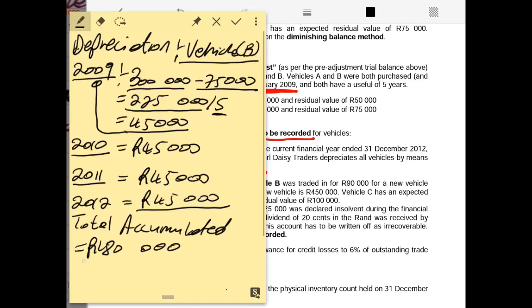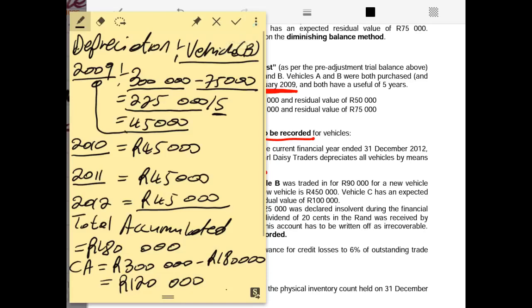180,000 rands. So now if we need to calculate the carrying amount, just to go a little bit further, carrying amount is equal to the cost, and the cost is 300,000 rands minus 180,000 rands being accumulated depreciation. We are calculating now the carrying amount on the date the asset was sold. So now we say 300,000 rands minus 180,000 rands. That will give us the value of the asset as 120,000 rands.